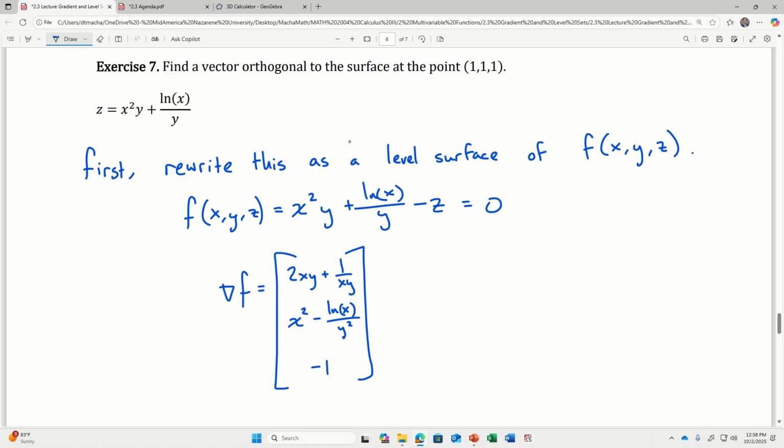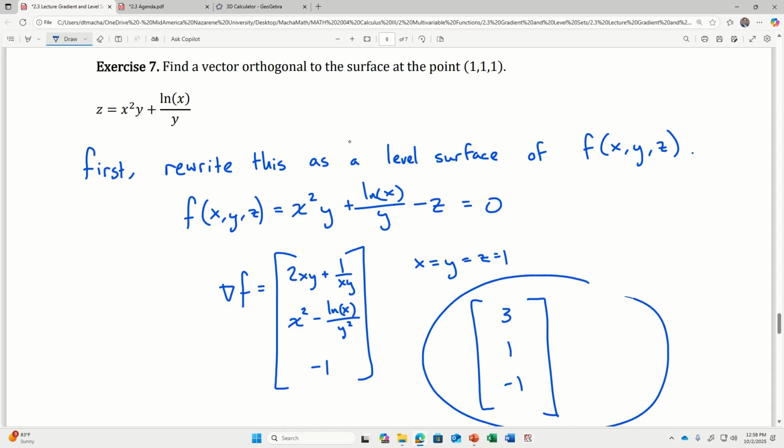And then if I want the point 1, 1, 1, I just have to plug in: x and y and z are 1. And I get 2 times 1 times 1 plus 1 over 1, 1 squared, minus natural log of 1. And then there we go. That's my answer.